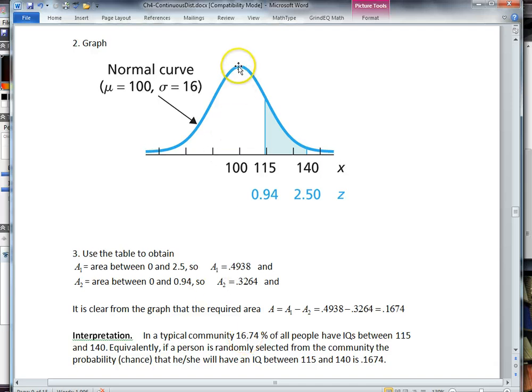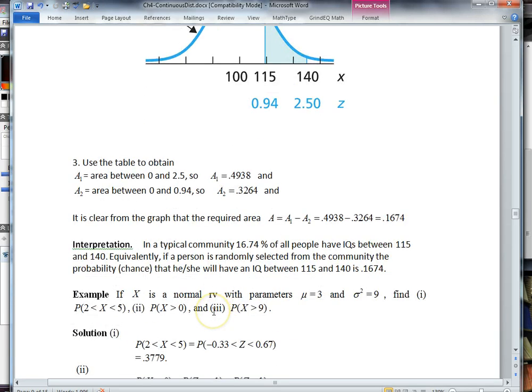So if I look at this now, this shaded area is this bigger area, which I called A1, minus this small area, which I called A2. So I subtract them, and that gives me 0.1674. So what that means in the context of my problem is that 16.74% of the people will have IQs between 115 and 140. Or if I were to pick a person at random, the chances that their IQ will be between 115 and 140 is 0.16.